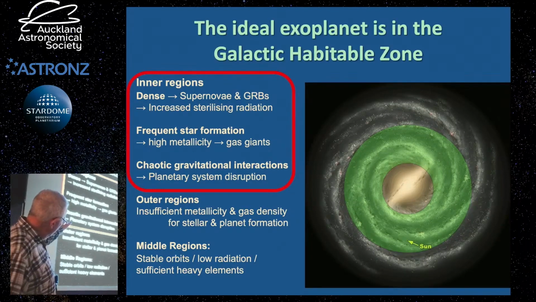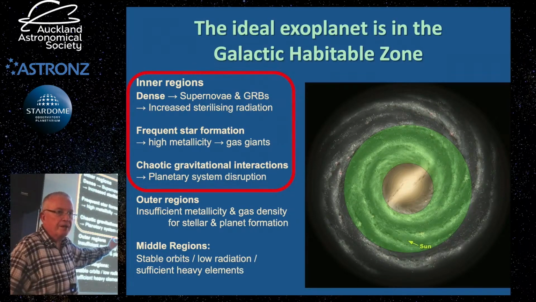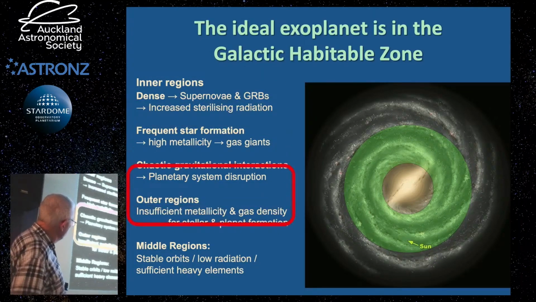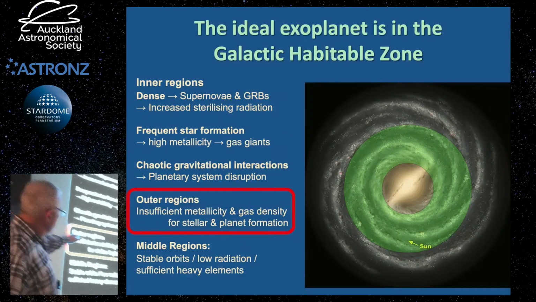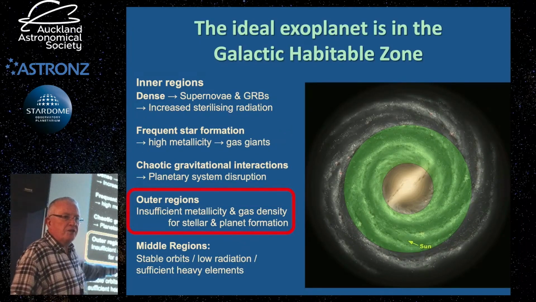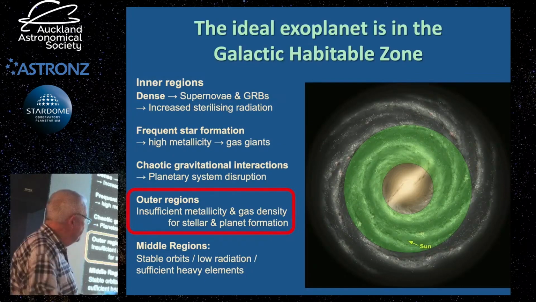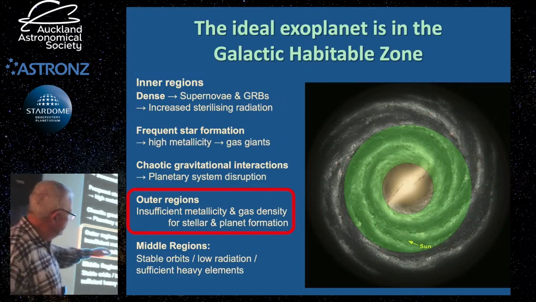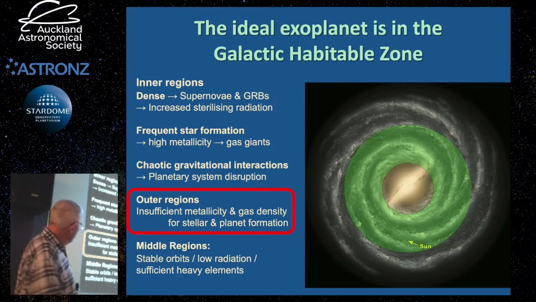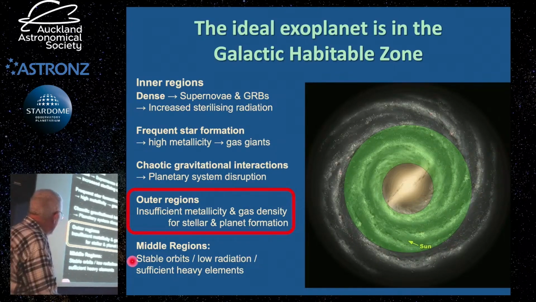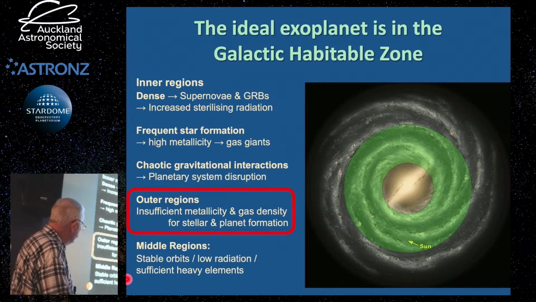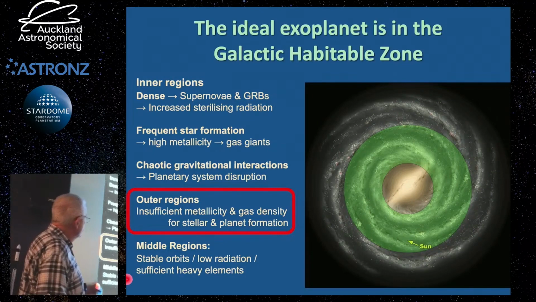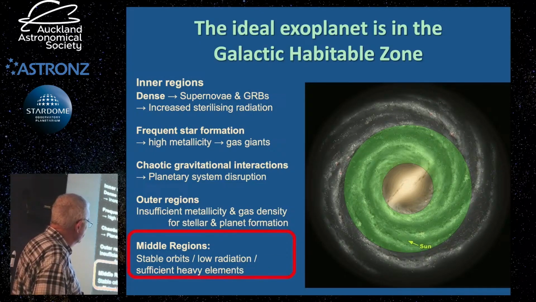Because it's a crowded environment, you're going to get a lot of chaotic gravitational interactions in planetary systems. Again, it's going to be chaos, a lot of disruption going on. So that's not ideal. You move out into the outer regions, and you're going to have insufficient metallicity. It's too sparse, so it's not going to be so conducive for planets to form. Also, you've got less dense gas for stars to form in the first place. So your sweet spot is in the middle, where you've got stable orbits, low radiation, and sufficient heavy elements, just the right amount to get these rocky planets going. So that's called the habitable zone in the galaxy.